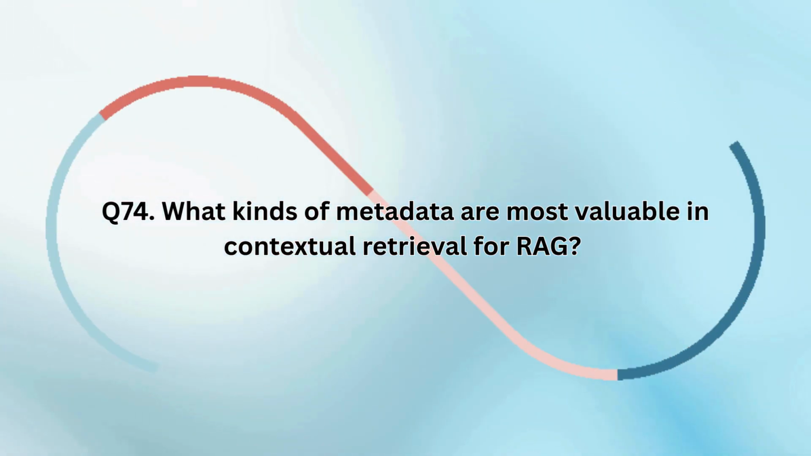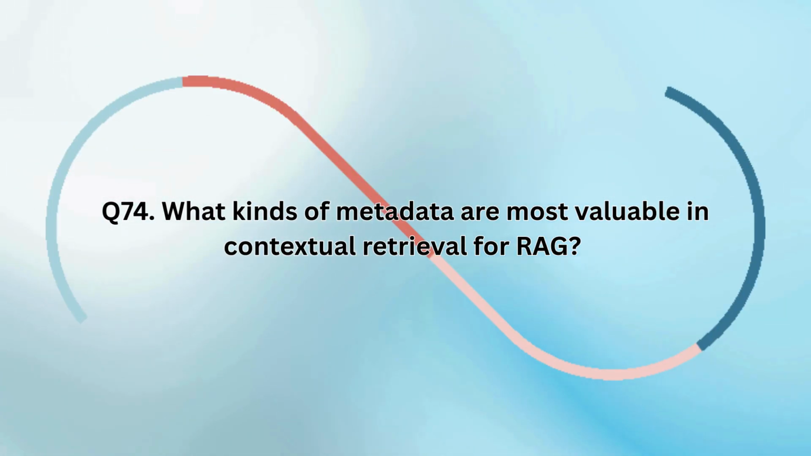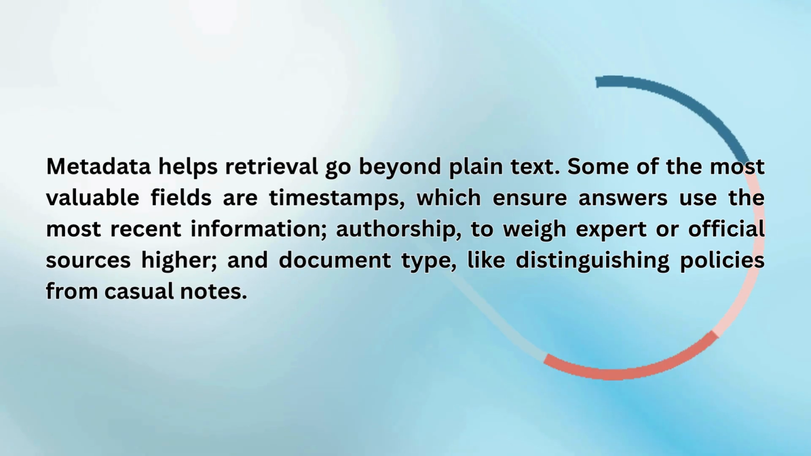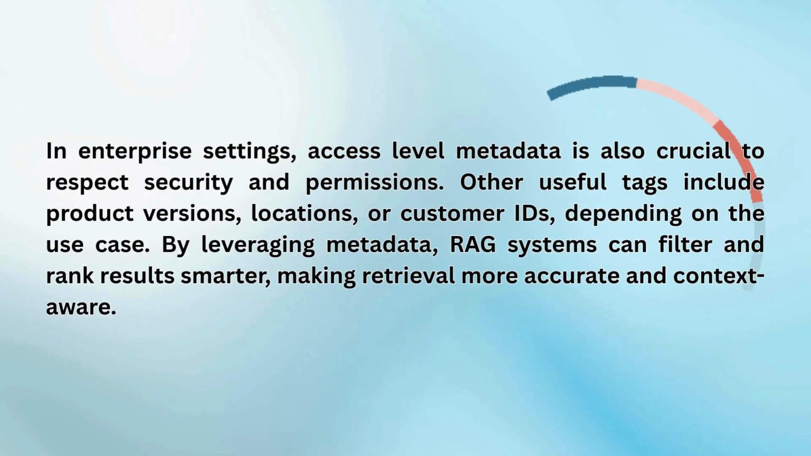What kinds of metadata are most valuable in contextual retrieval for RAG? Metadata helps retrieval go beyond plain text. Some of the most valuable fields are timestamps, which ensure answers use the most recent information, authorship to weigh expert or official sources higher, and document type, like distinguishing policies from casual notes. In enterprise settings, access-level metadata is also crucial to respect security and permissions. Other useful tags include product versions, locations, or customer IDs, depending on the use case. By leveraging metadata, RAG systems can filter and rank results smarter, making retrieval more accurate and context-aware.